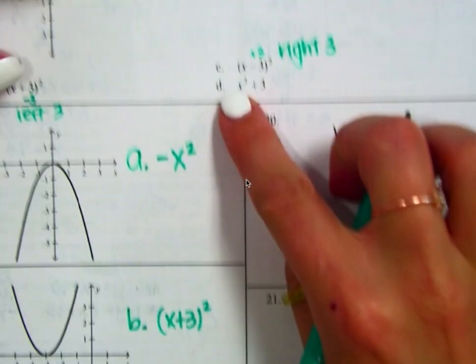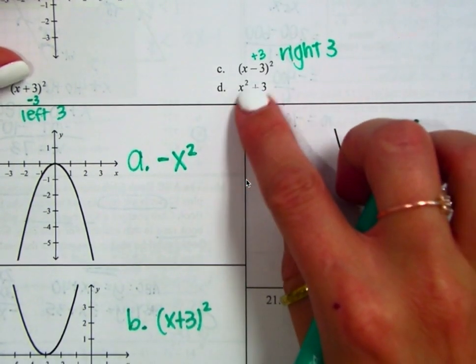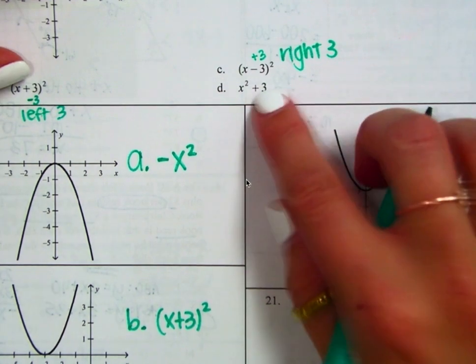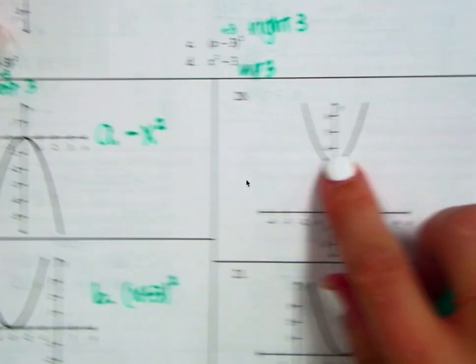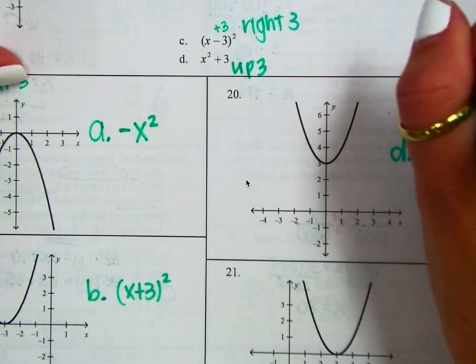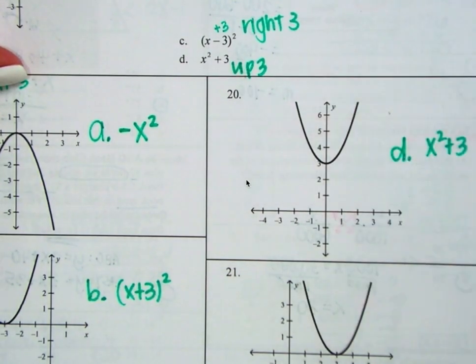And then last one, x squared plus 3. The plus 3 not inside parentheses will tell us to go and translate up 3, which is shown right here in number 20. Okay.